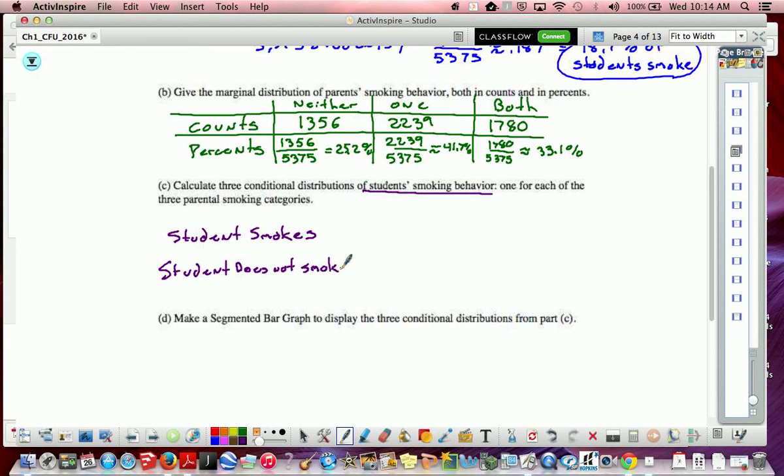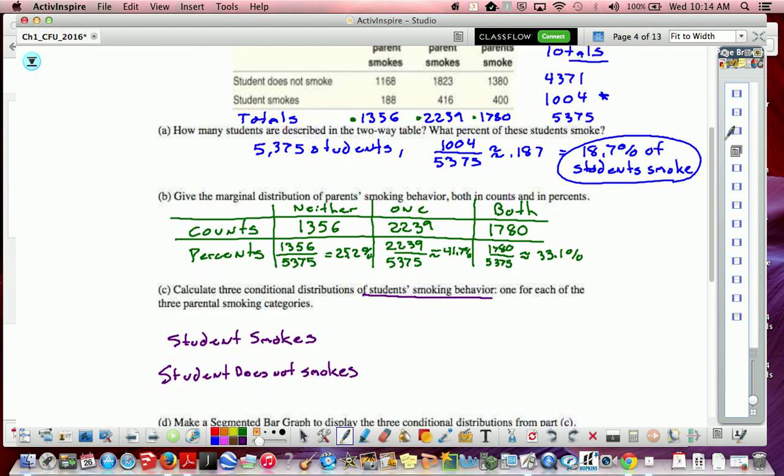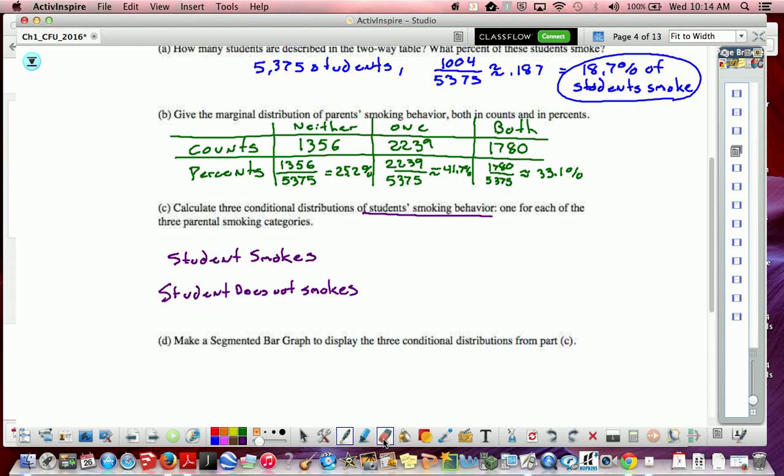And I flipped these, but that's okay. And then because I think in the table it says not versus, so let me do a little correction here so I'm a little more consistent. So the table matches up so that it lines up. So it's student does not smoke versus student smokes. Okay?